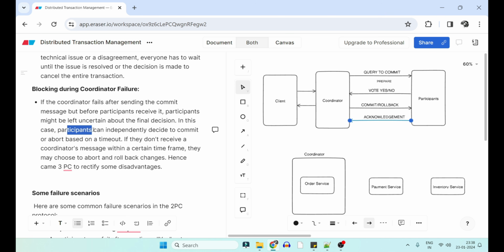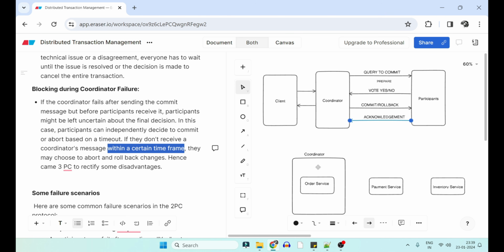So in this case, what the participants do is they have some timeouts. They wait for, say, 2 minutes. If the coordinator does not send them the commit, they understand that the coordinator might have died. In that particular case, within a certain time frame, they roll back.